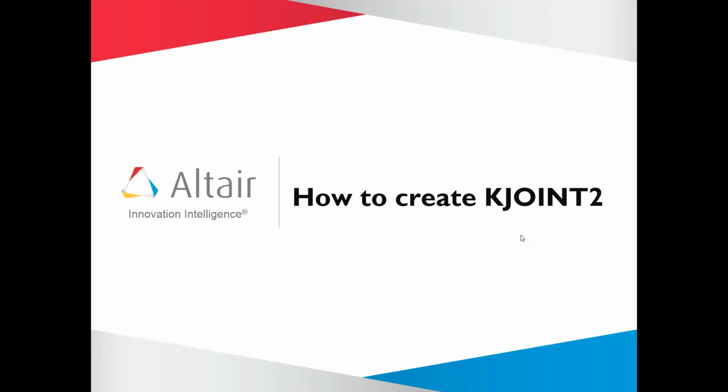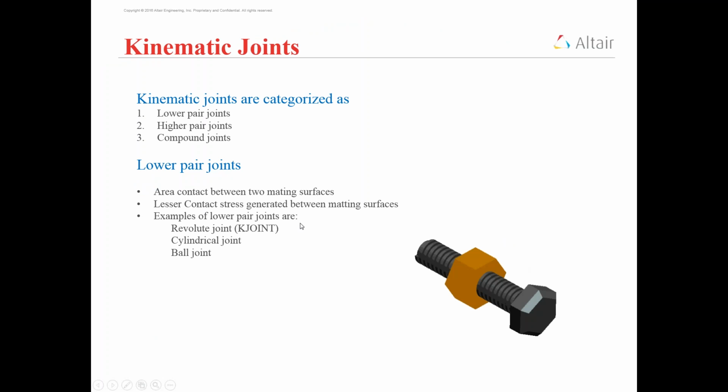This session covers how to create a K-joint. Kinematic joints are categorized as lower pair joints, higher pair joints, and compound joints.